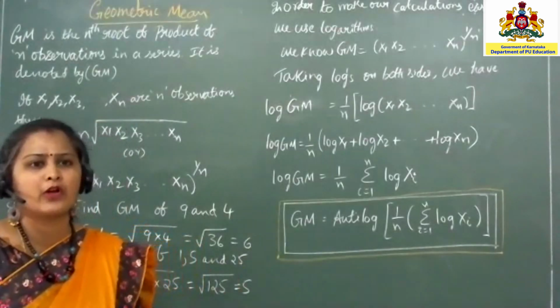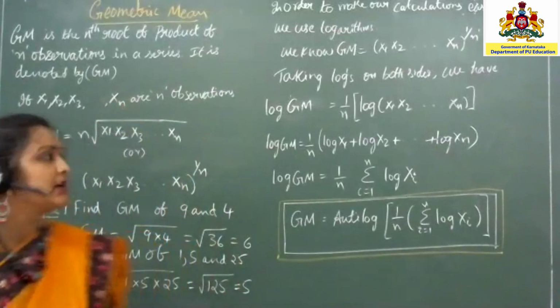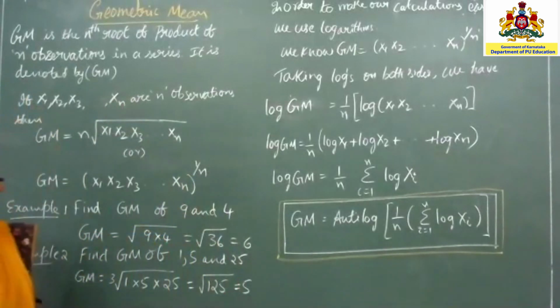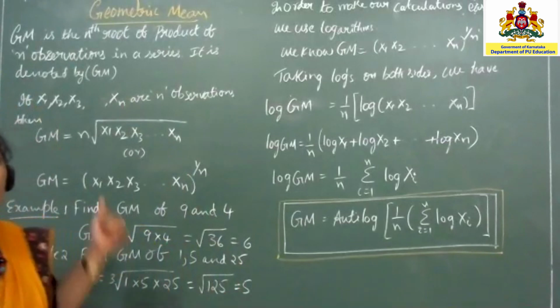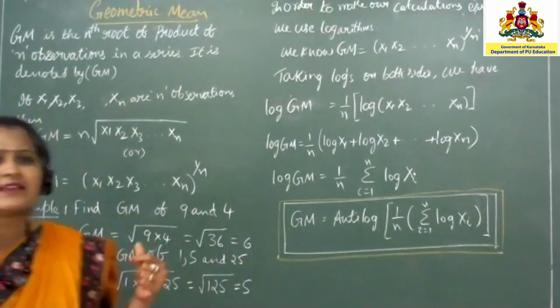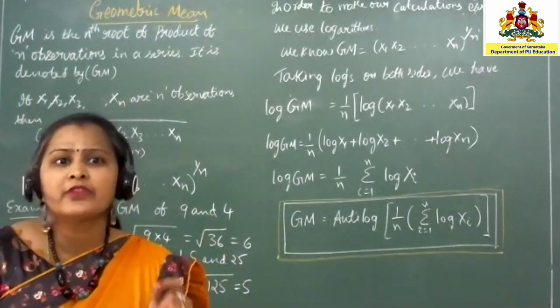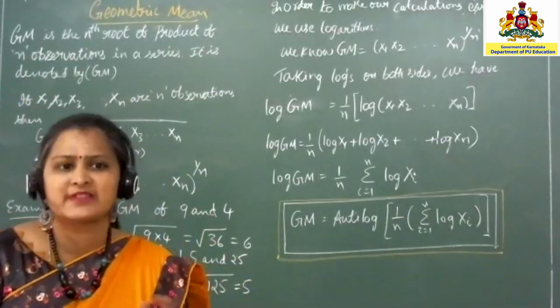I'm here to talk about the topic called the geometric mean. Geometric mean is the nth root of the product of n observations in a series. It is denoted by GM. So geometric mean is the nth root of the product of n observations.